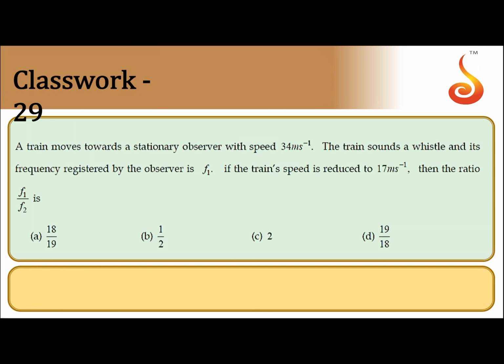Now we shall move on to the next one. We have a problem on the Doppler effect. A train moves towards a stationary observer with a speed of 34 meter per second. The train sounds a whistle and its frequency registered by the observer is f1. If the train speed is reduced to 17 meter per second, then the ratio f1 by f2 is.